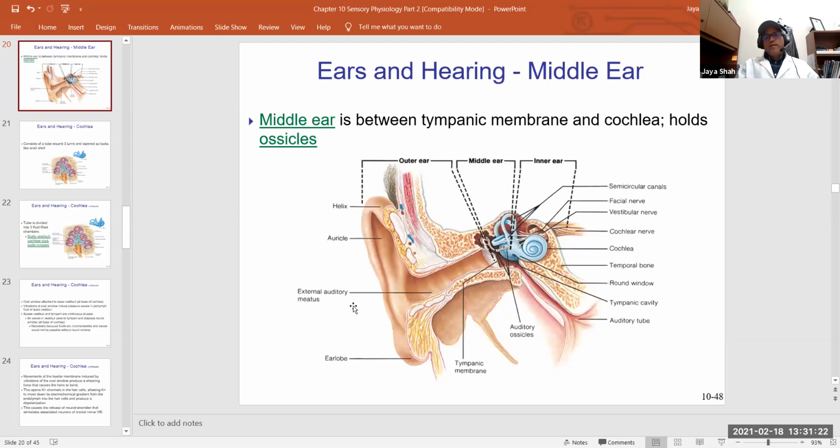So one more time, how you hear: sound passes through the external acoustic meatus and vibrates your tympanic membrane. And there are three pieces of the smallest bones in the body. They are called ossicles. From lateral to medial: malleus, incus, and stapes. The stapes is attached to the oval window, which is continuous with the cochlea. And then you have the cochlea. Okay.